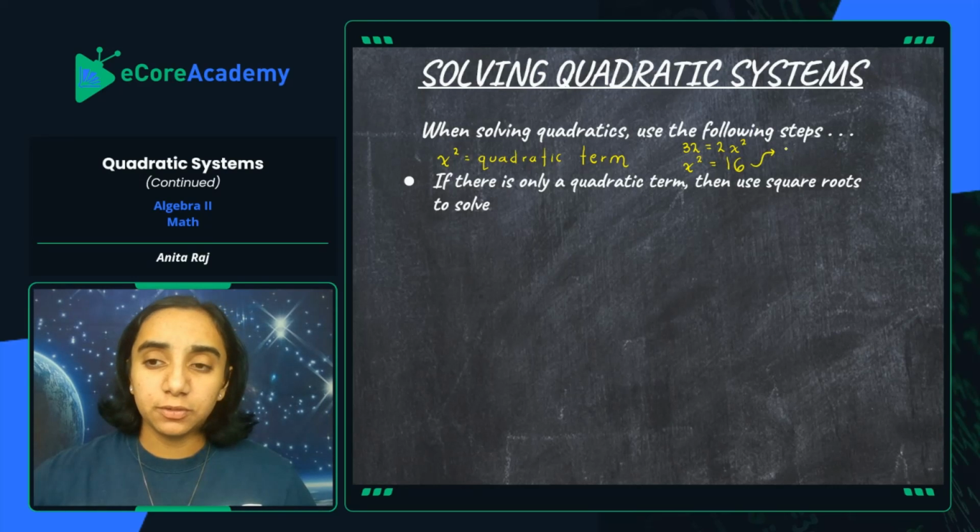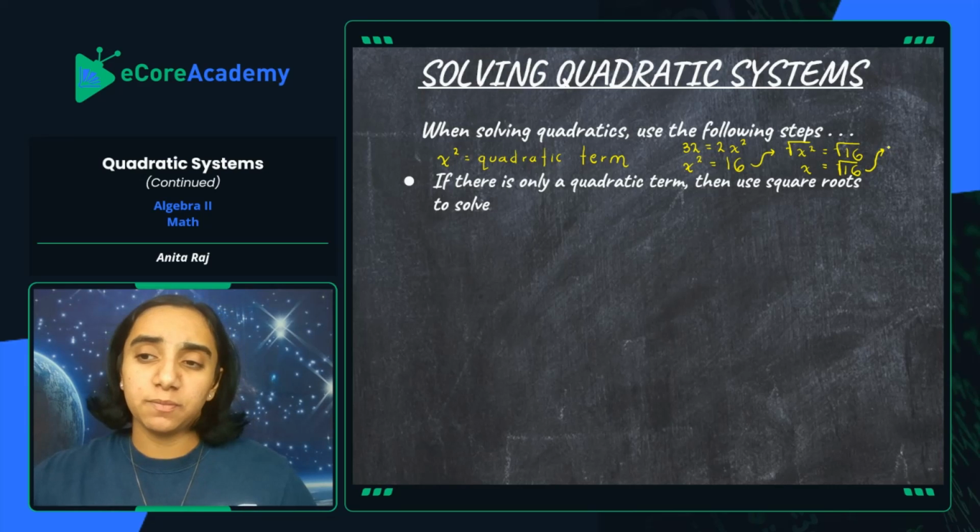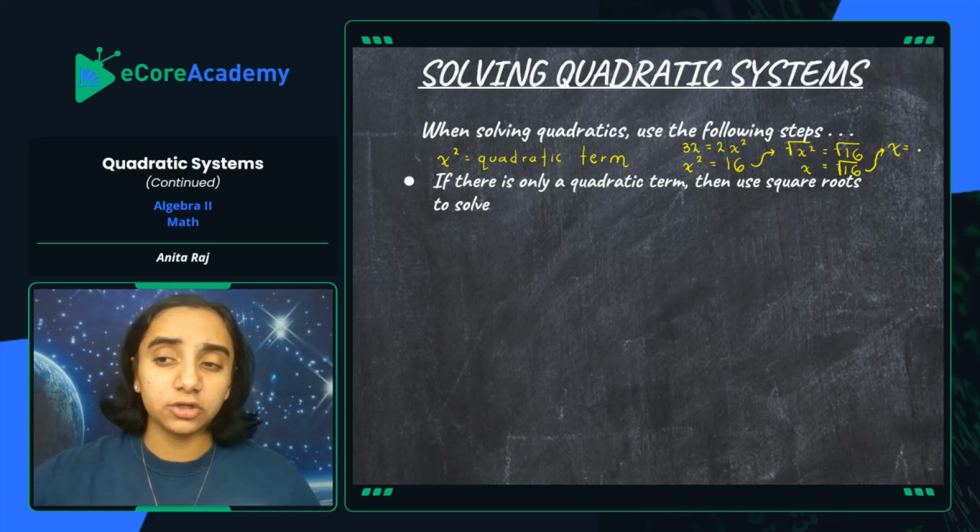If we square root both sides of the equation, we get the square root of x squared is equal to the square root of 16. The square root and the square cancel out, and you just get x is equal to the square root of 16. So this is what we mean by using square roots to solve. And remember, because we have the square root of 16, we can have both the positive or negative square root. So there are two answers. We could have plus or minus 4.